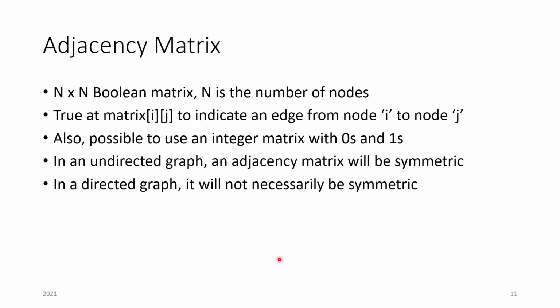It's also possible, instead of using an adjacency list, to use an adjacency matrix, where you can indicate an edge from node I to node J, and you can have a weight within the matrix indicating the weight of that edge. One thing to note though is that for an undirected graph, your adjacency matrix will be symmetric, but for a directed graph, it is not necessarily going to be symmetric.